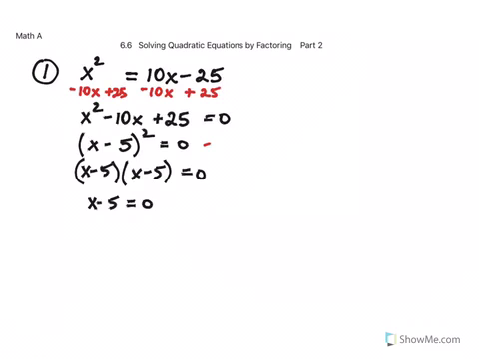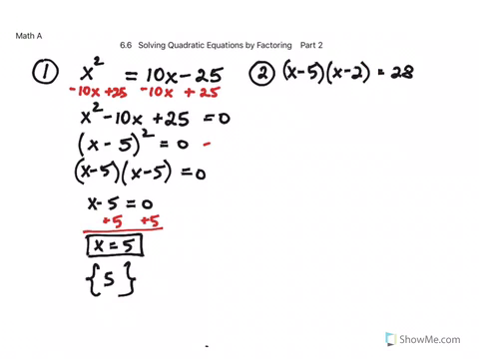Because x minus 5 shows up twice, it makes no difference if I set it equal to 0 once or twice. For simplicity, we don't have to repeat ourselves and just say that the only possible solution to this equation comes from setting x minus 5 equal to 0. We solve this equation to get x equals 5.